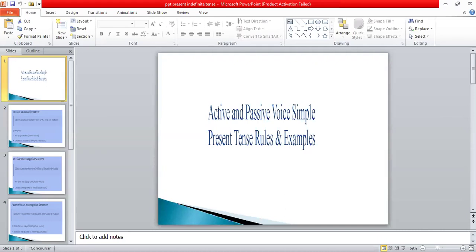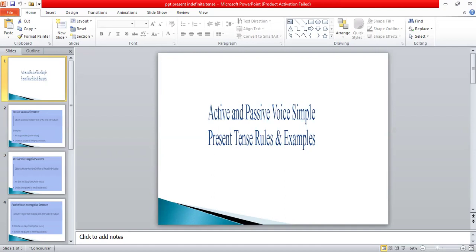So, as you can see on your screen, today we have to start with the active and passive voice with simple present tense, which is also called present indefinite tense. We have already discussed the rules of active and passive voice, and I have also explained all the forms of verbs with the students and the rules with the simple active and passive voice.